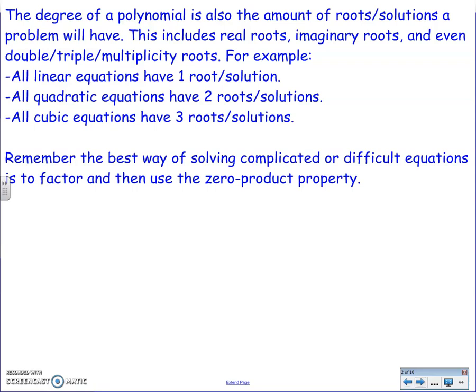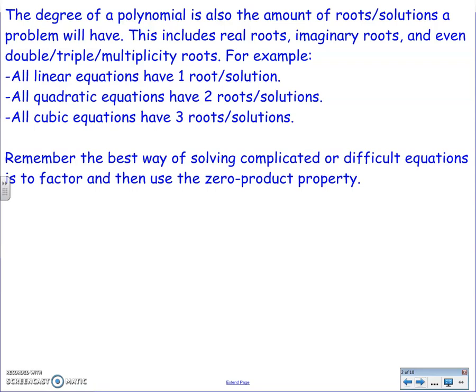For example, all linear equations always have one real root. They always cross the x-axis, have an x-intercept. All quadratic equations have two roots. Now these roots might be two x-intercepts, like two real roots, or maybe two imaginary roots, or maybe one root where it touches the x-axis once, where it's a double root because it's repeated. Then all cubic equations always have three roots. Could be all three real, or maybe one real and two imaginary. Remember, imaginary roots do come in pairs.